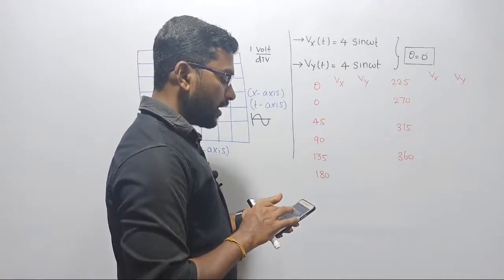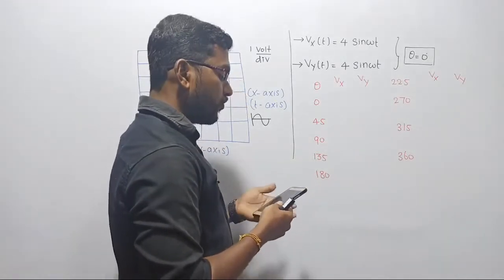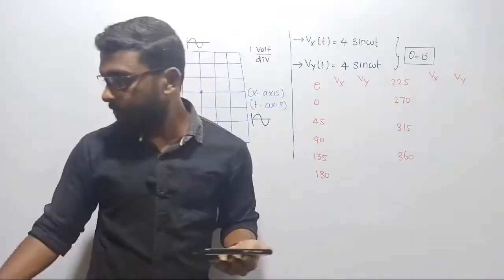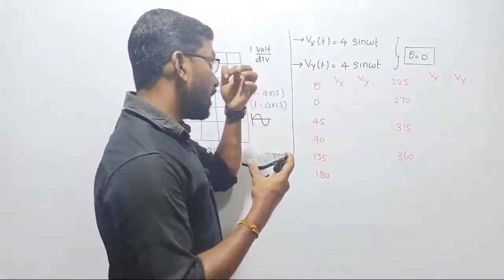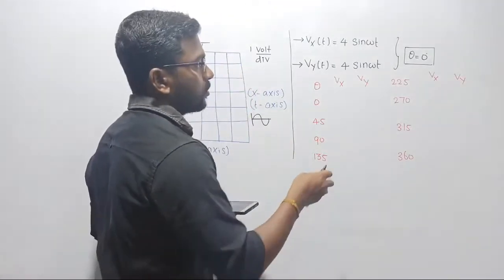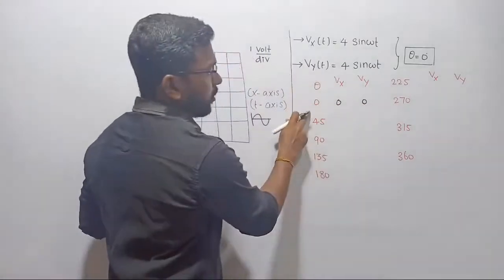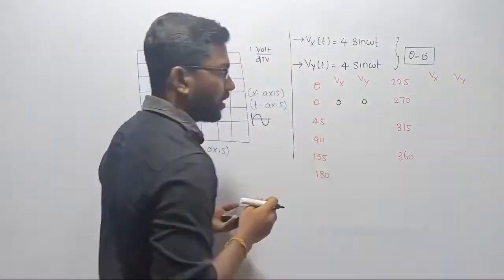Okay, let me open the calculator. Let me try to solve the answer for our question. We know the value of Vx and Vy, right? So let us see. The first thing is, at 0 degree what will happen? We all know when omega t equals 0, sine of 0 is 0. At theta equal to 0, both x and y values are going to be 0.